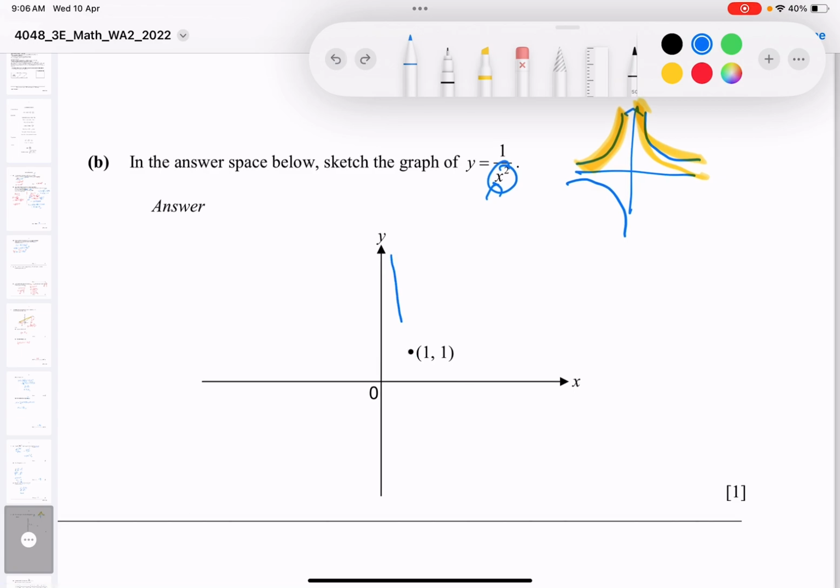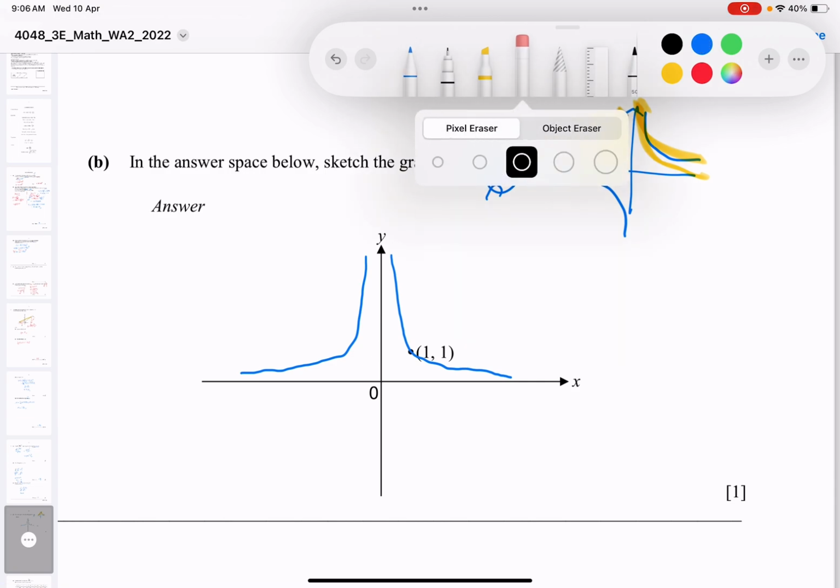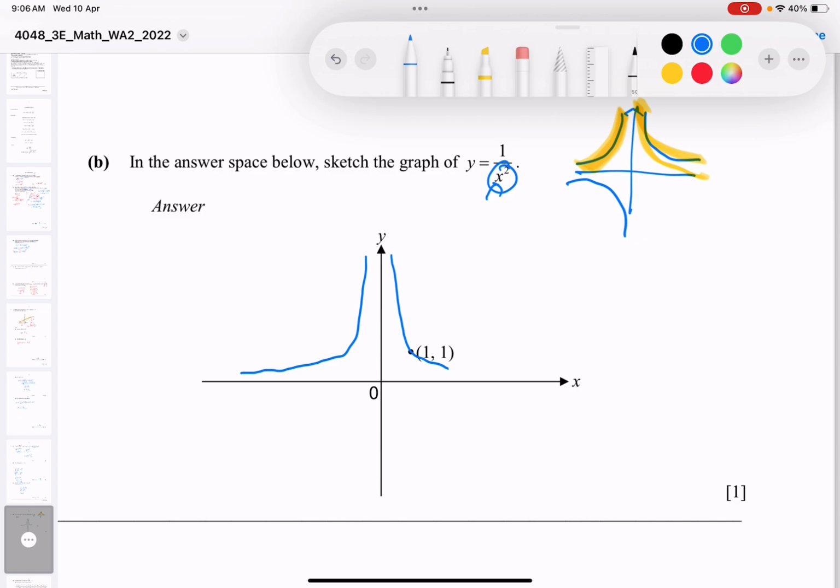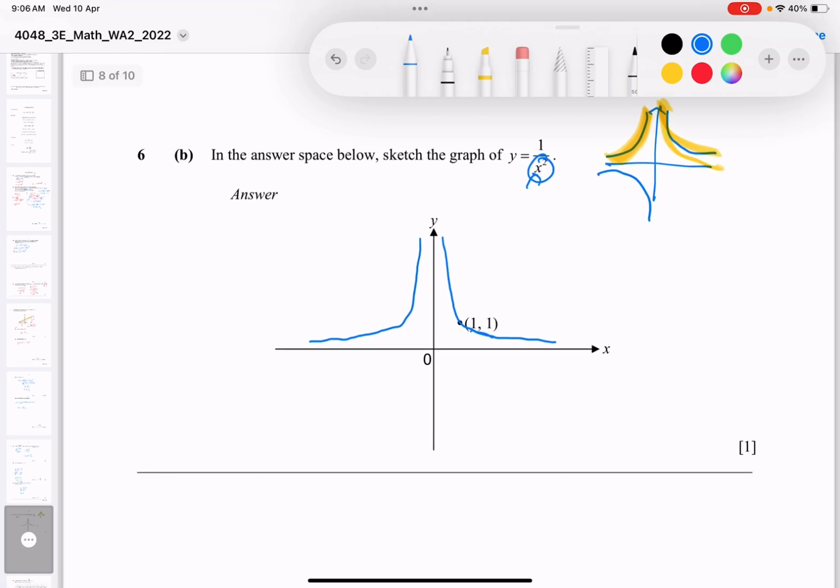Oops, let me draw this a little bit better. Okay, so this is the thing we are looking out for. So you just need to draw on both sides, something like that. All right, I think this one can be a bit better. All right, so this is how you do this question.